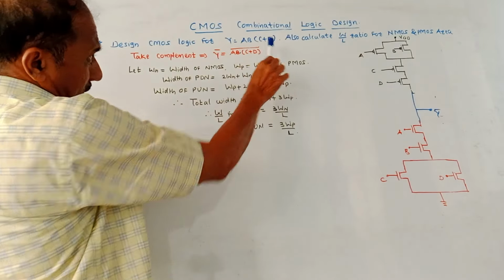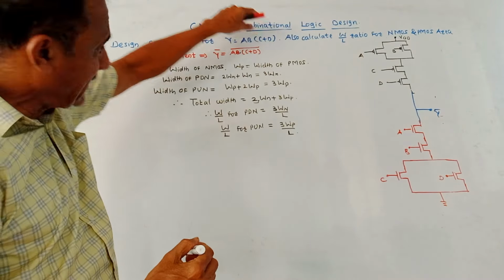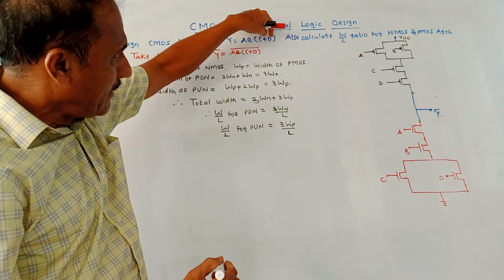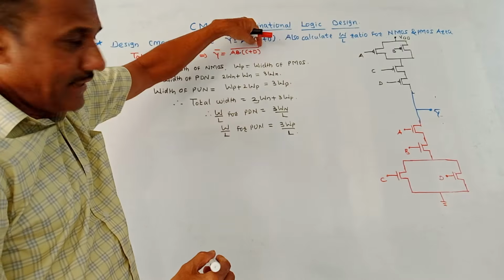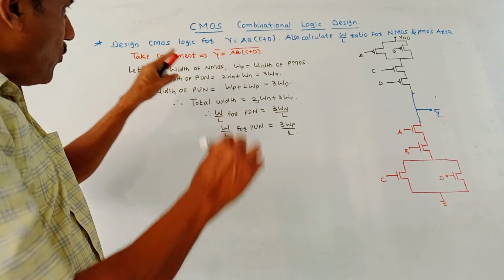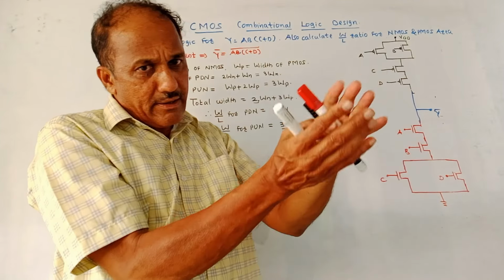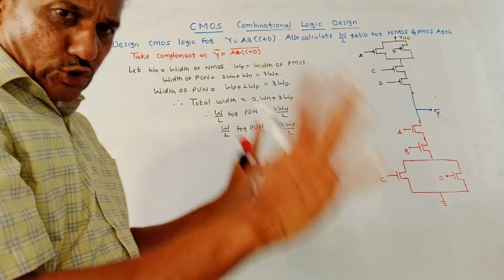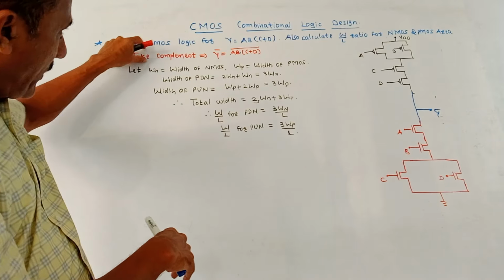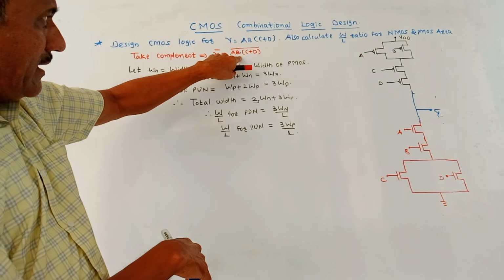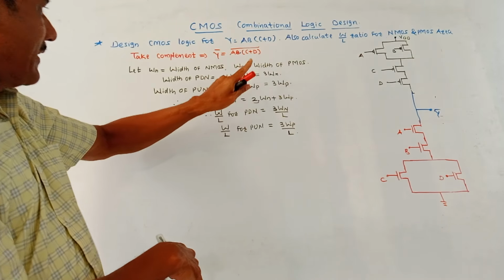This is the given equation. First step is take complement of this equation. So write it as Y bar is AB in the bracket C plus D, and bar, that is complement. Now we will first implement PDN. PUN will be a dual of that network. First, let us talk about PDN only. I have taken the complement of the given equation. I got this equation: AB into C plus D, bar.